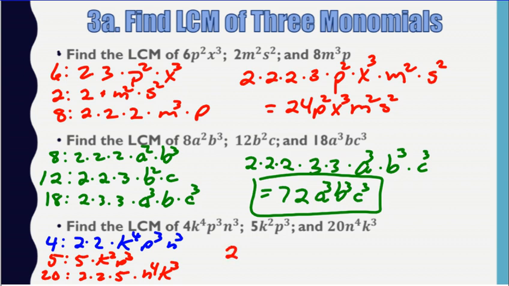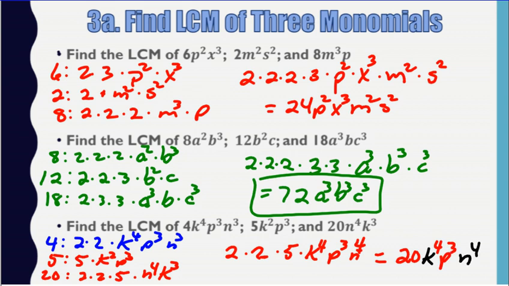Having used 2 two times, 2 is in my answer twice. I have no 3's, but I have one 5. And then it would be k to the 4th, p to the 3rd, n to the 3rd. Actually, not n to the 3rd, it would be n to the 4th because this last one has 4. So that means we got 20, k to the 4th, p to the 3rd, n to the 4th. That would be your least common multiple.